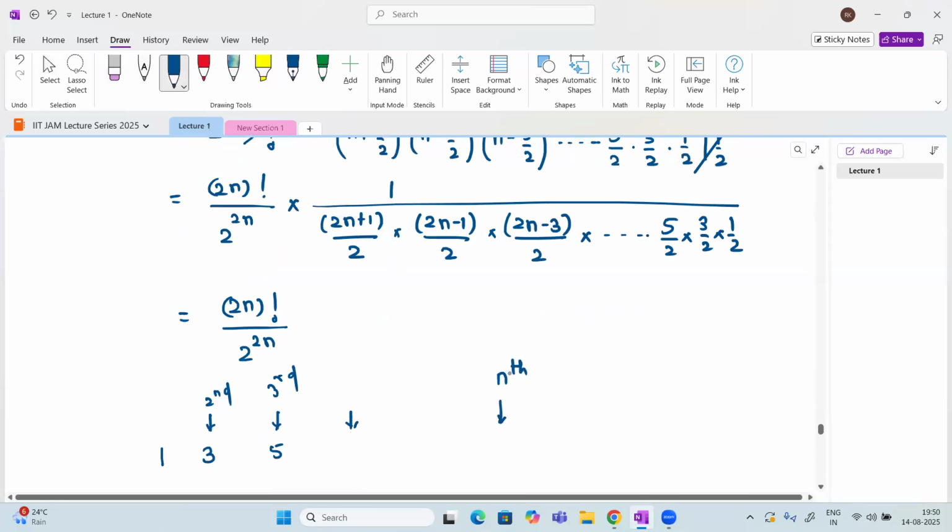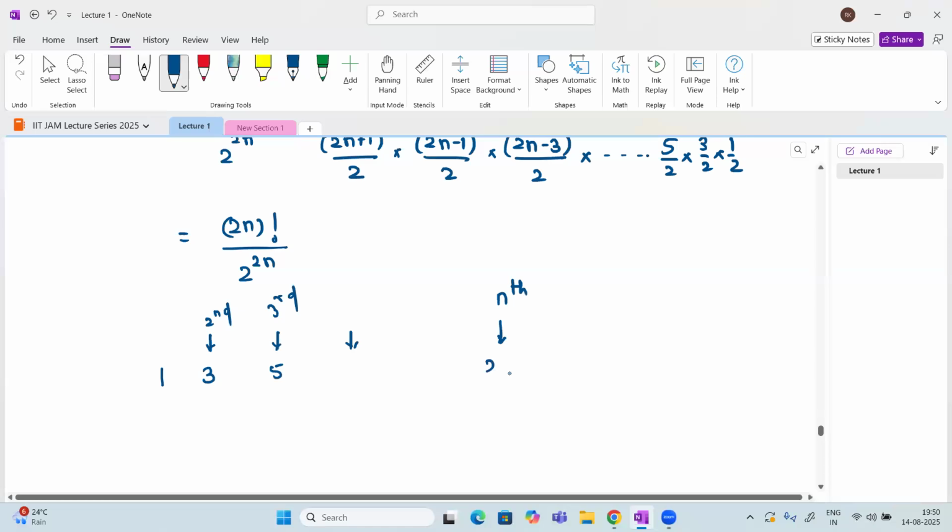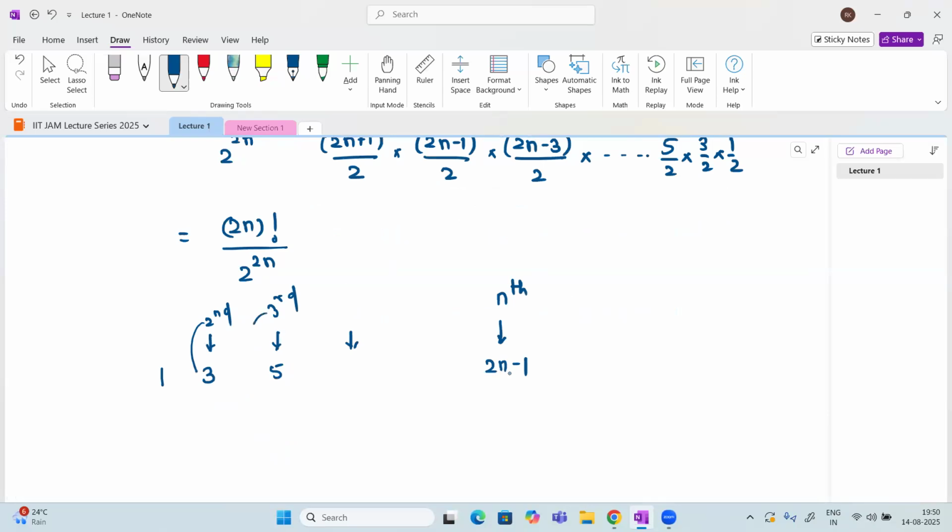What is the nth odd number? This is 2n minus 1. Can you find a relation? 2 into 2 minus 1, 3. 3 into 2 minus 1, 5. Similarly, n into 2 minus 1, this is the nth odd number. So what will be 2n plus 1? It will be the (n plus 1)th odd number. Getting the point? Yes, sir.